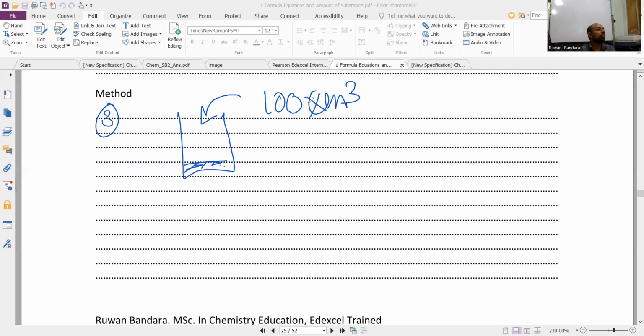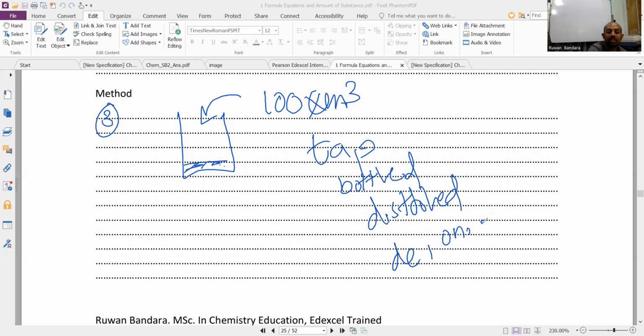Now you have 100 cubic centimeters of deionized water. What is the difference between distilled water and deionized water? We have types of water: tap, distilled, bottled. Distilled is like pure water, with no other compound. It's filtered, by fractional distillation.